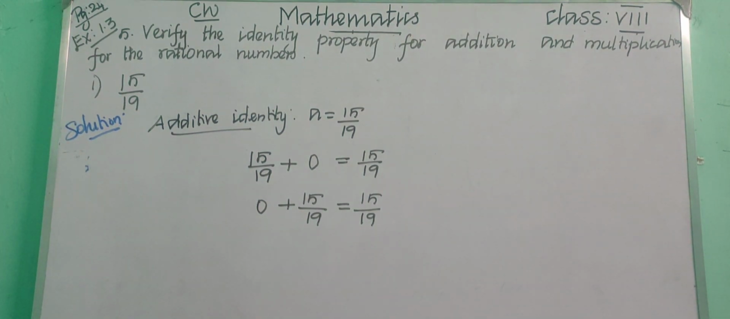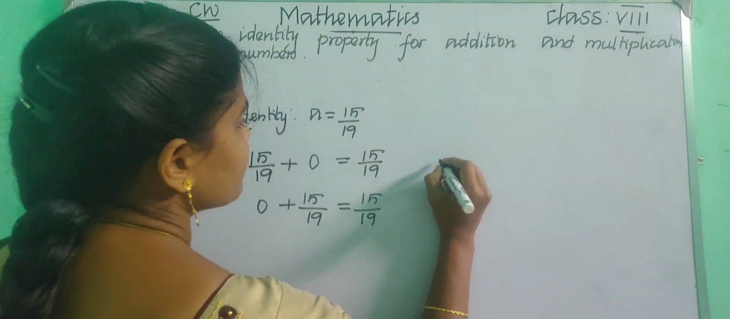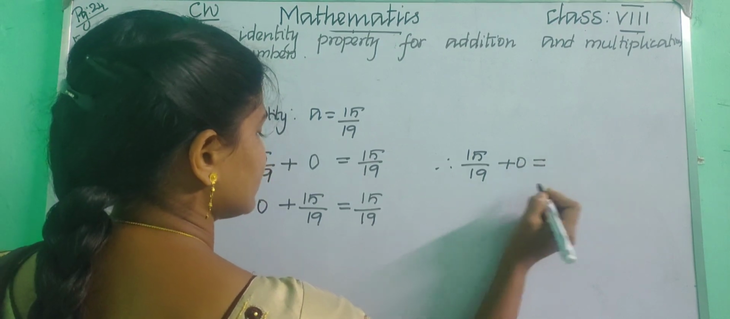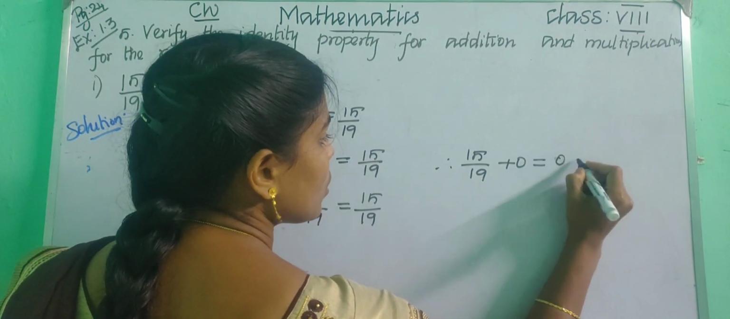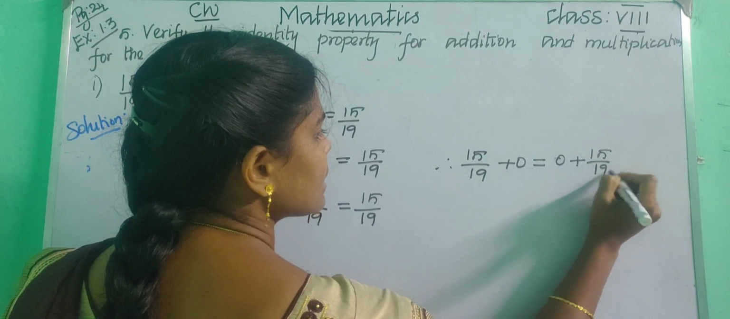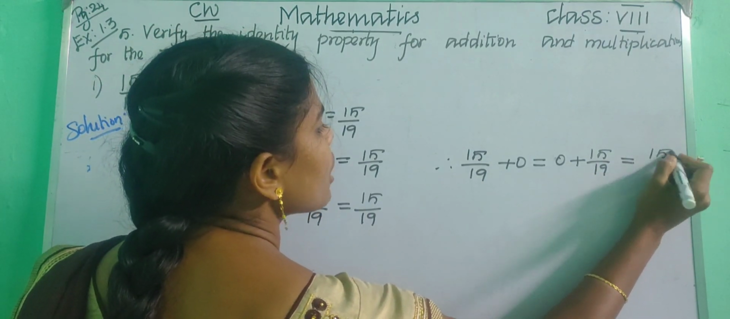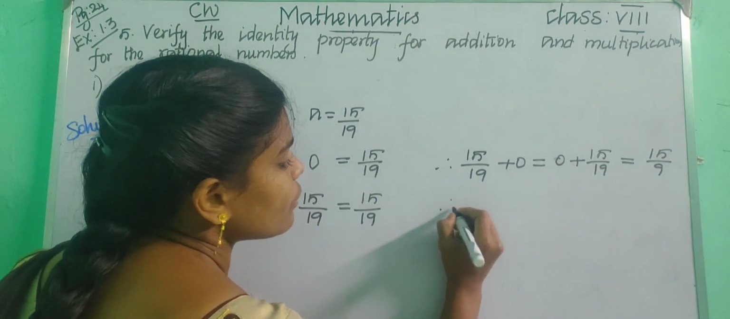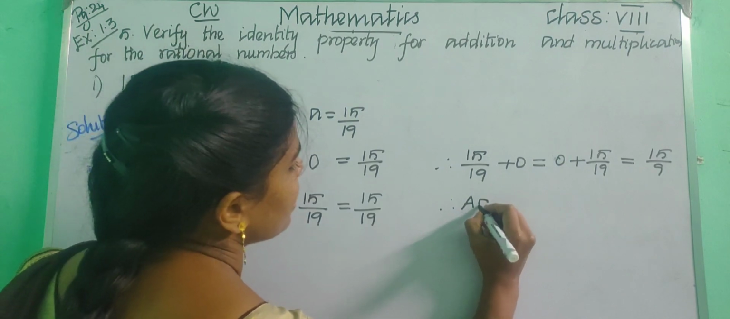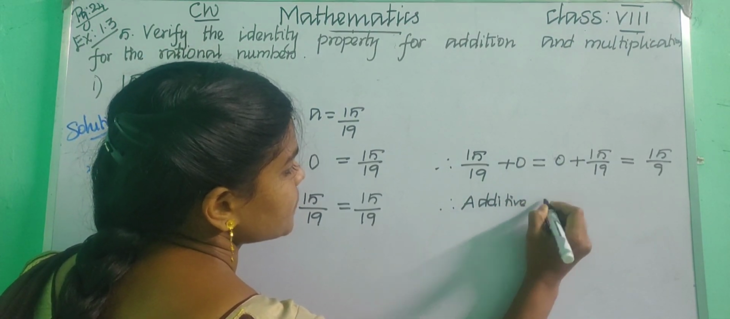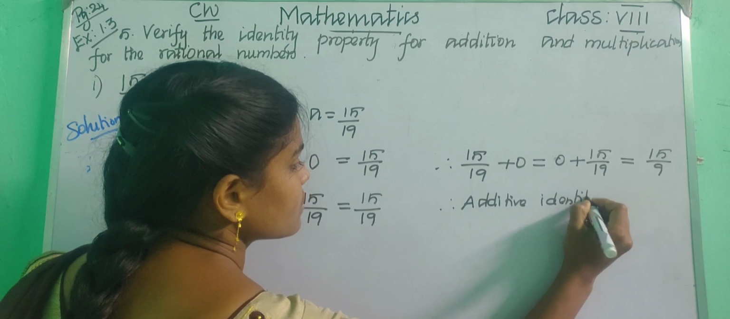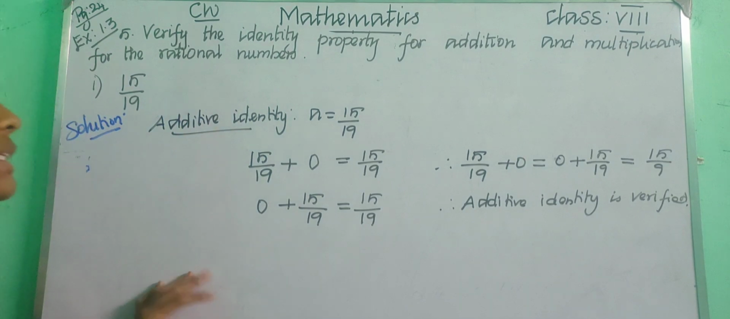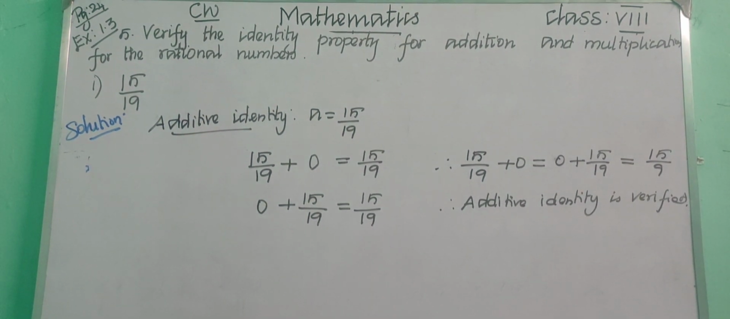Okay children, so that we can write, therefore 15 upon 19 plus 0 equal to 0 plus 15 upon 19 equal to 15 upon 19. Therefore additive identity is verified. Okay children, so let us check the multiplicative identity.